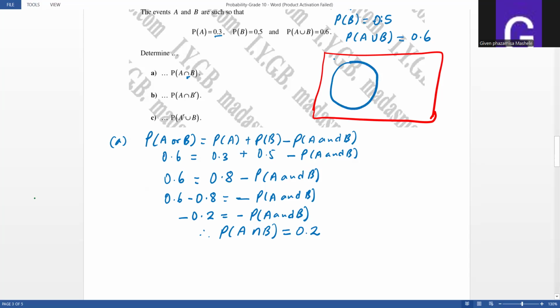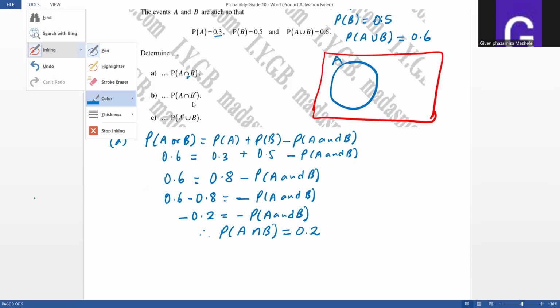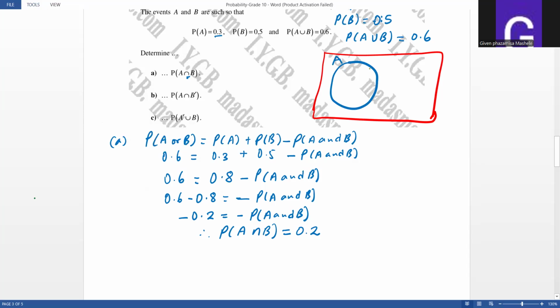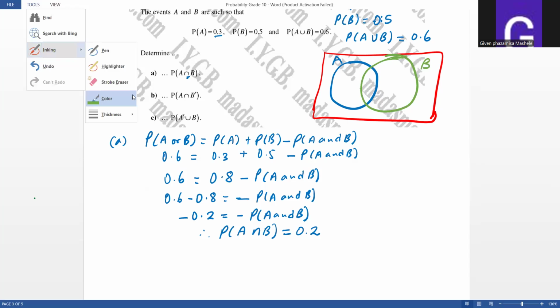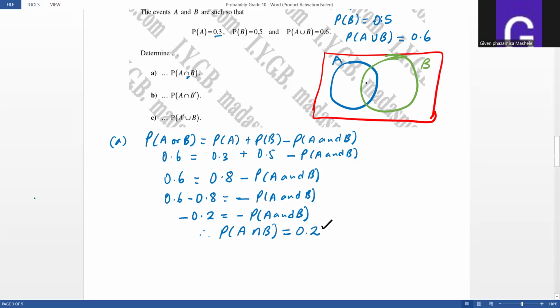Let me use blue and a different color. Let's say this is A, event A. And another event, this is B. So let's call this B. First of all, we look at the intersection between the two. What is the probability of A and B? The probability of A and B is 0.2. Remember, I said this is the intersection, so it's 0.2. It's this one.